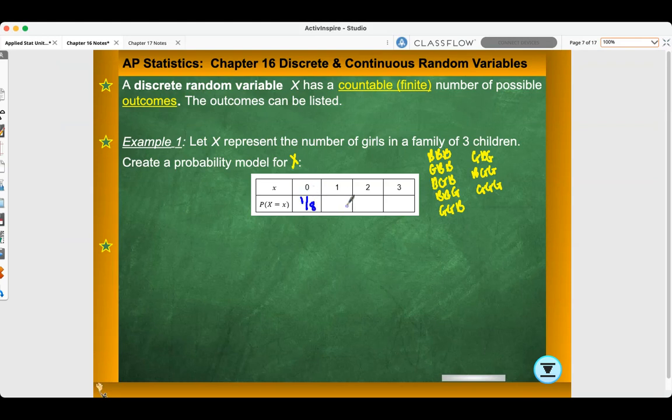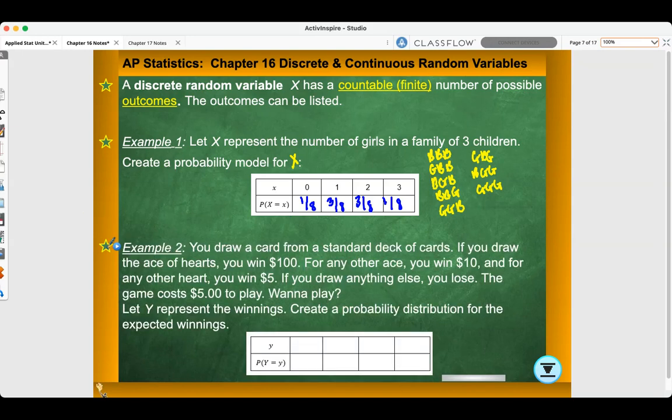The probability of having 1 girl, 1, 2, 3, would be 3/8. The probability of having 2 girls, 1, 2, 3, would also be 3/8. And the probability of having 3 girls is 1/8. And what you notice about our probability model is that if we added all those probabilities together, we would get 1, which you should.